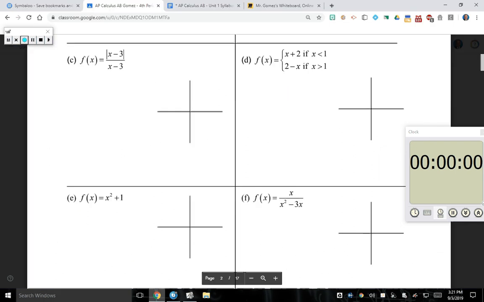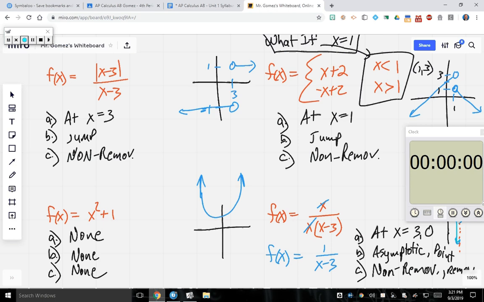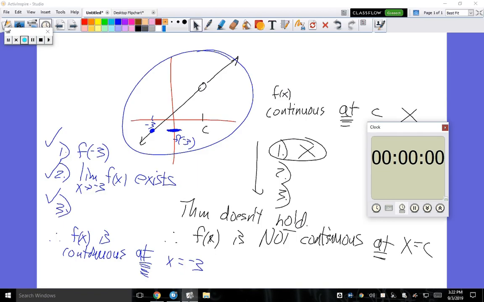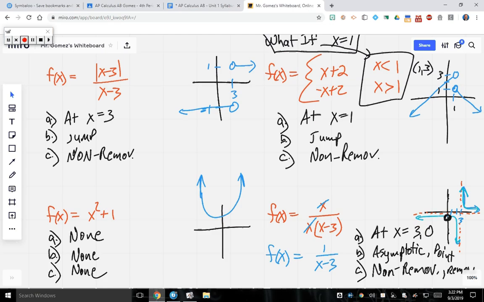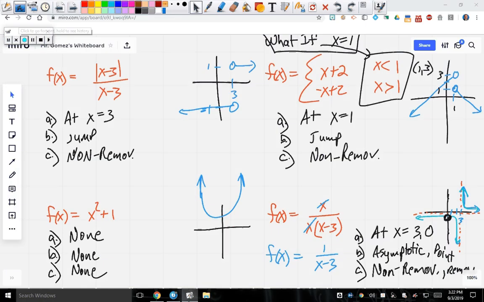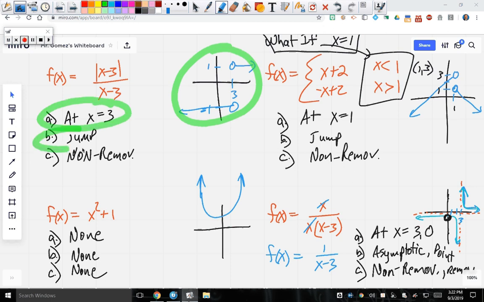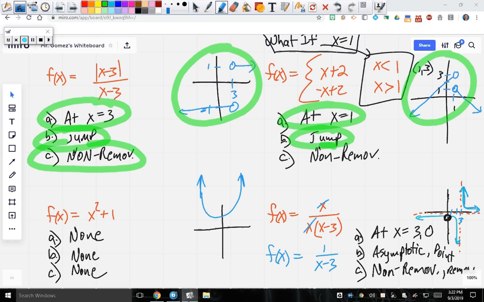Okay, so now let's go ahead and go to our answers. Okay, so the answers that we have now are the following. And let me show you how I want you to highlight the pieces. Alright, so we have the graph at x is equal to 3. It is jump. It is non-removable. The graph at x is equal to 1. It is jump. It is non-removable.